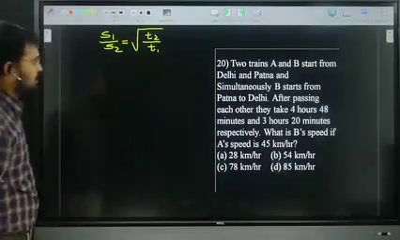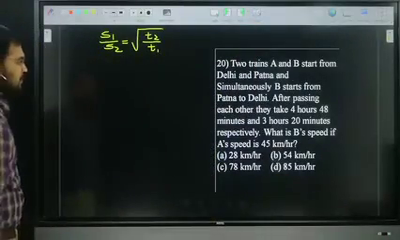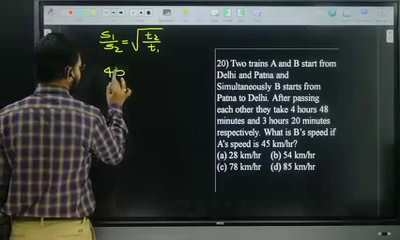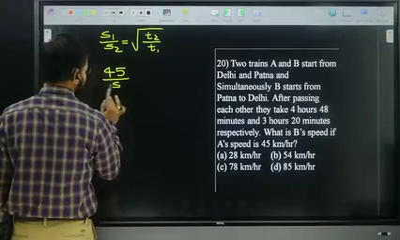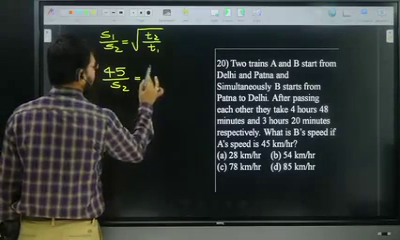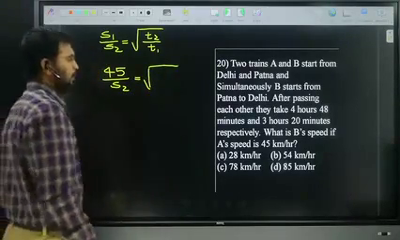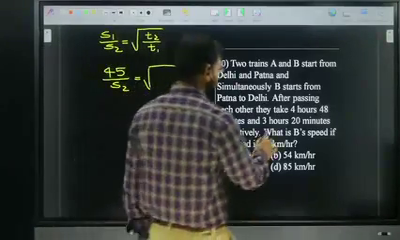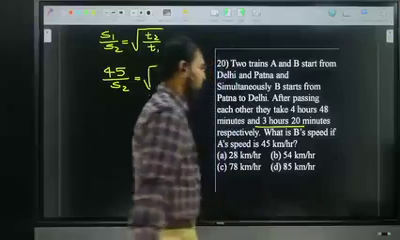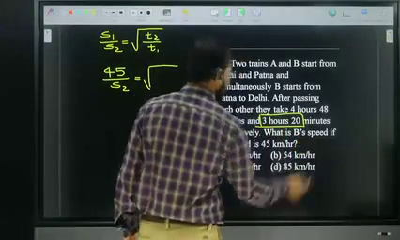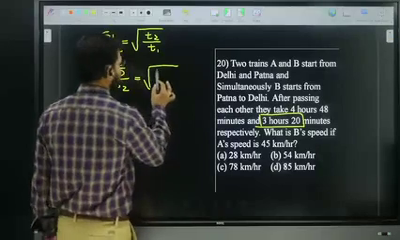So speed of the first train, A's speed, is 45 km per hour. They're asking B's speed. S2 is equal to square root of T2 by T1. T2 is 3 hours 20 minutes. Simply I can write it as 200 minutes.